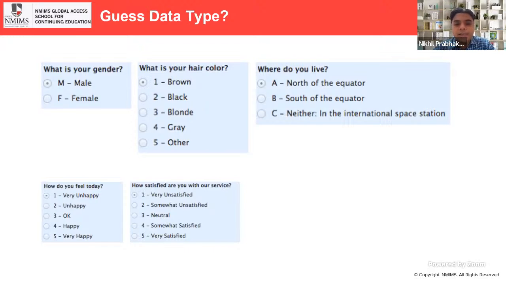These are all nominal data points. Okay, so we cannot rank people on the basis of either of these. These are all nominal data points. But let's look at the next one.